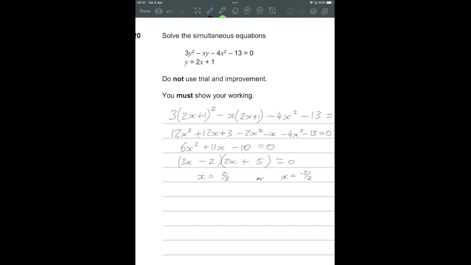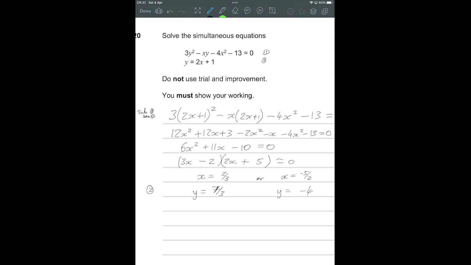I'm not done. It was simultaneous. So I need to go back. Should have really labelled these at the beginning to signpost. So what did I do here? I subbed 2 into 1. And I'm going to go back to 2 here to work out what y is, 2x plus 1. 2 times 2/3 is 4/3 plus 1 is 7/3. That's negative 2.5. 2 times that is negative 5 plus 1, negative 4. Let's make that actually look like a negative 4.